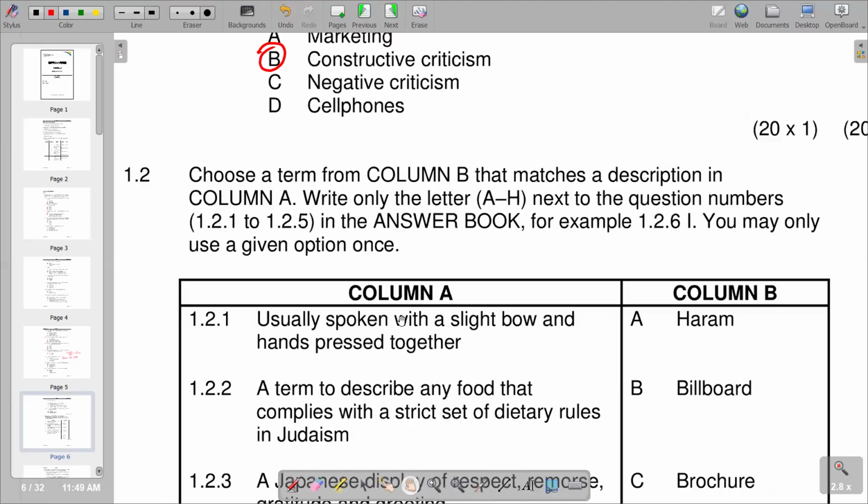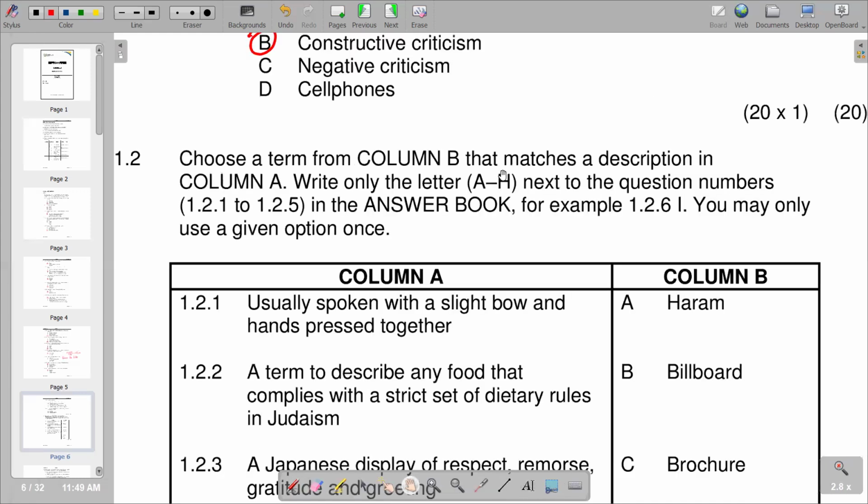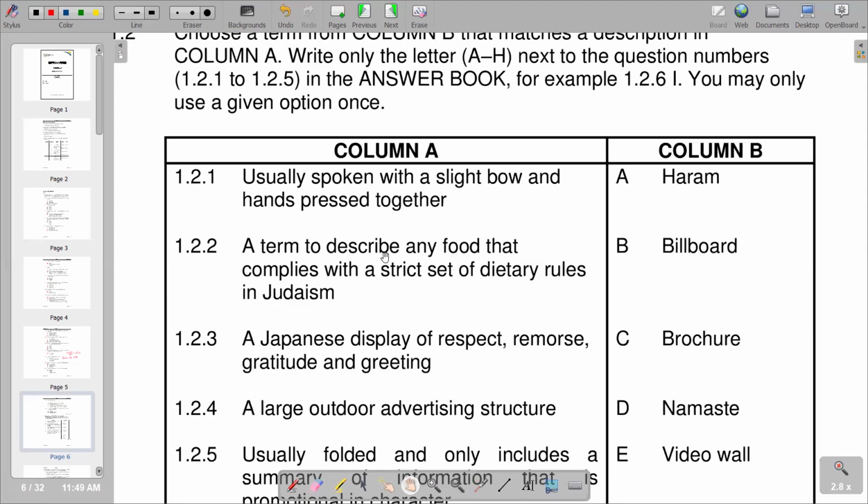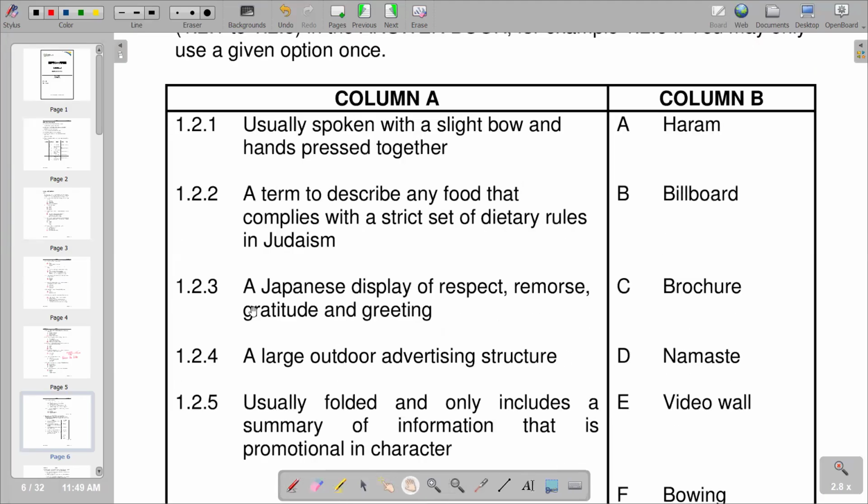We go to the matching words section, whereby it reads choose a term in column B that matches the description in column A. So we've got a description in column A that we have to choose a term for in column B. So the first description is usually spoken with a slight bow and hands pressed together. So you see that this is a namaste. We have our D. So D is the correct response.